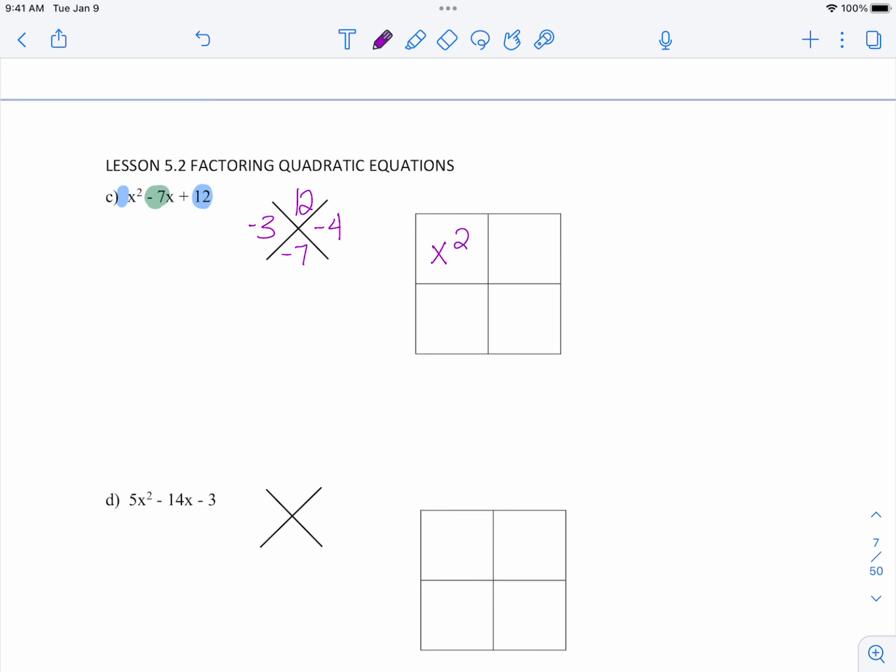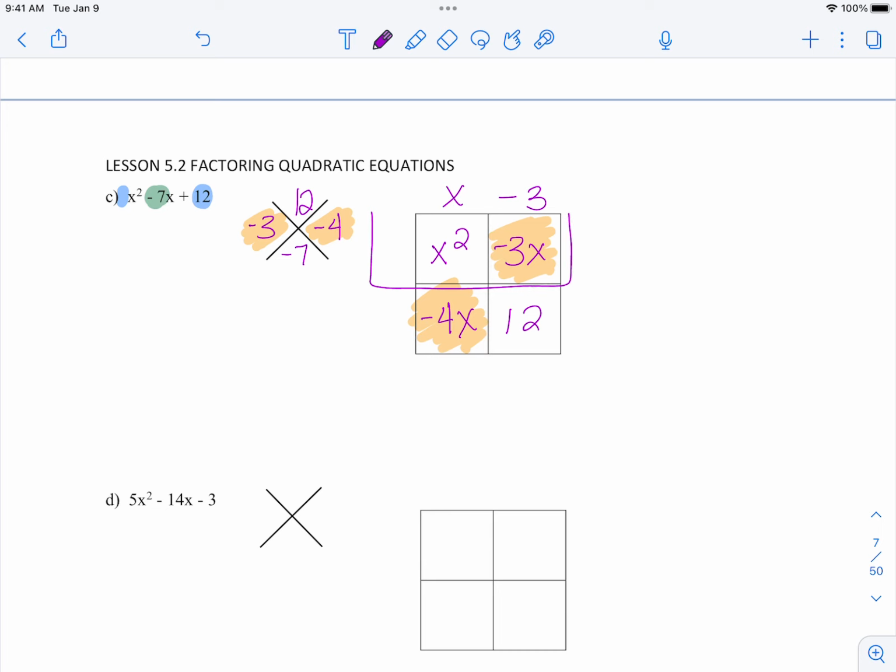We have x squared. We have our 12. Then we take our two numbers from the diamond, negative 3 and negative 4. Those are going to go in our remaining boxes. So negative 3x, negative 4x. All right, so first column, x squared and negative 4x, the GCF is x. Next column, negative 3x and 12, the GCF is negative 3.